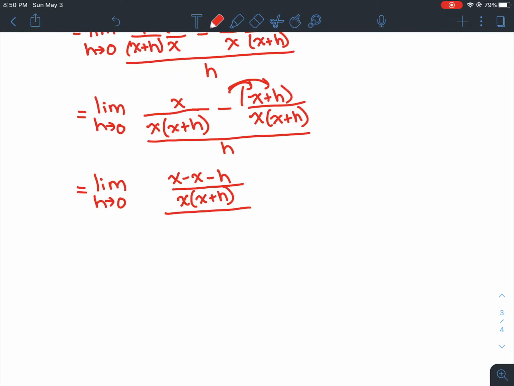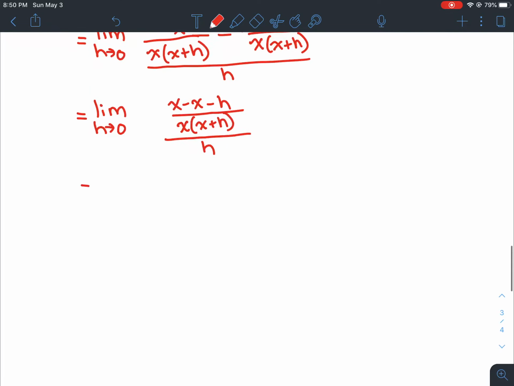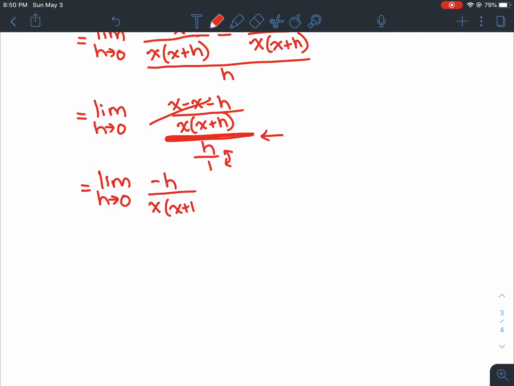Okay, and then the whole thing's divided by h. So limit as h goes to 0. So x minus x is gone. And I'm going to change this. When you divide fractions, you can change this to a multiplication, and then you have to flip that fraction. So this will become negative h over x times x plus h.